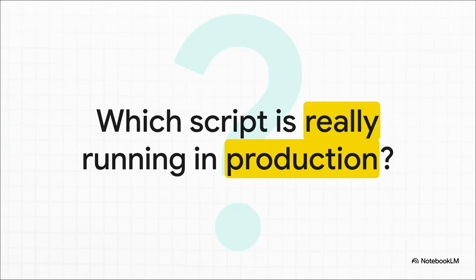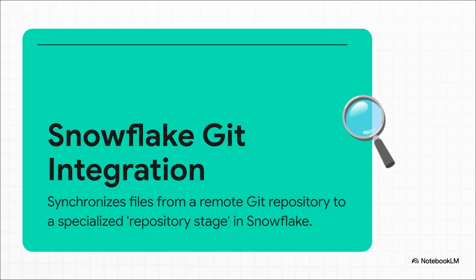I'm sure everyone here has seen this movie before, right? You're looking in a shared folder and you see Final Script SQL, then Final Script v2 SQL, and my personal favorite, Final Script v2 final use this one .sql. It's chaos. When you don't have one single source of truth, you're just begging for confusion and, worse, deploying the wrong code to production. This is exactly the problem that Snowflake's Git integration solves.